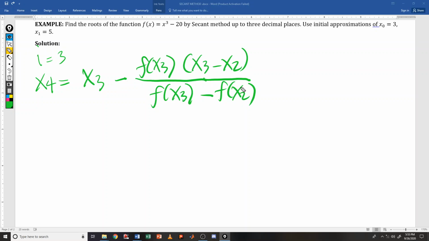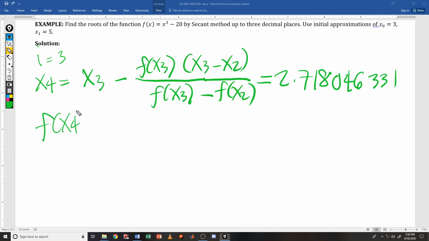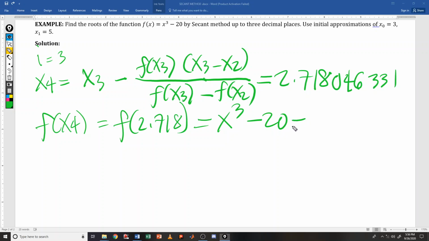So getting x4 by substituting the values of x3, f of x3, x3, x2, and f of x2, the value of x4 is 2.718046331. So that is the value of our x4. Now we have to evaluate the value of f of x4. That is f of 2.718 into our original function, which is x cubed minus 20, and then we get 0.080317.